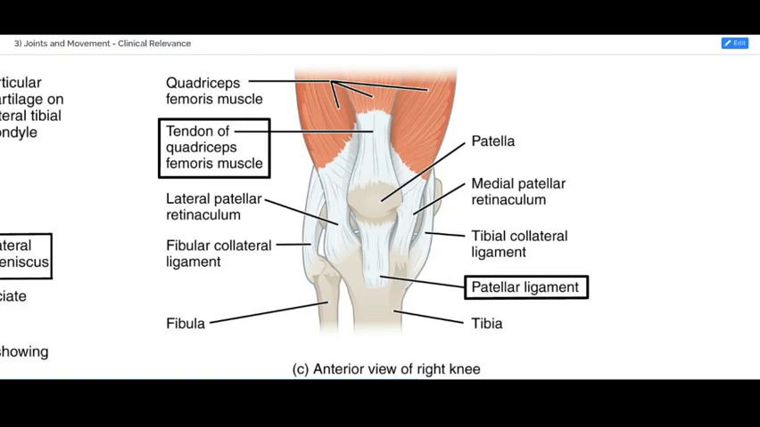And then the ligament is bone to bone, which is patella to tibia. But really, as far as the function of that muscle, the tendon and patellar ligament are one continuous piece of tissue, which is allowing the muscle to attach to a relatively fixed bone so that it can do its work.